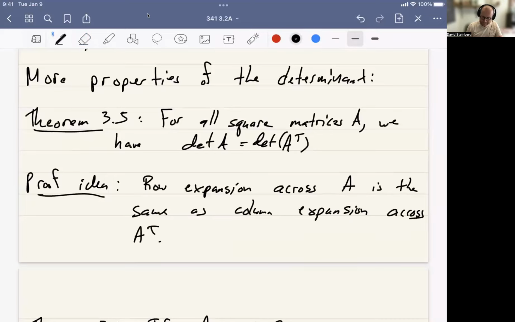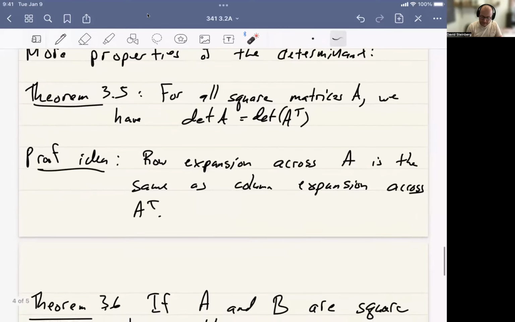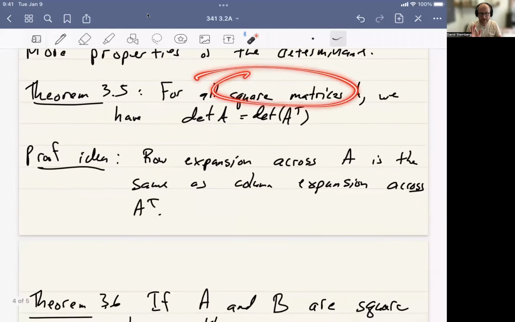Okay. Oh, right. And the reason we keep on saying for square matrices, I'll give you a second to think about that while I stall and say more words here. The reason that we're always talking in this chapter about square matrices is because we don't have a notion of determinant for non-square matrices.